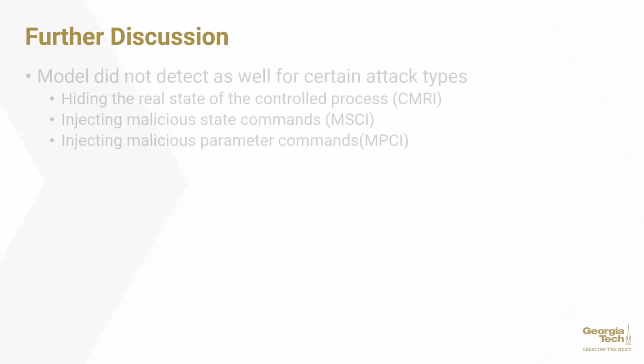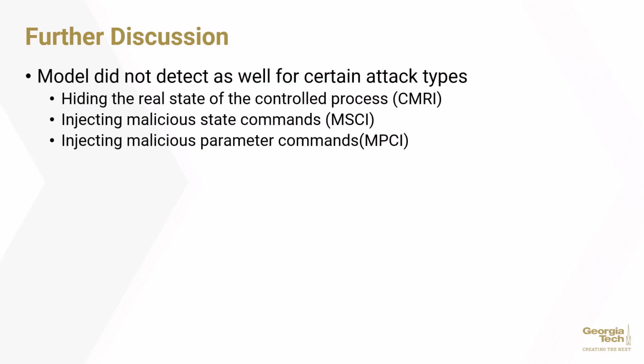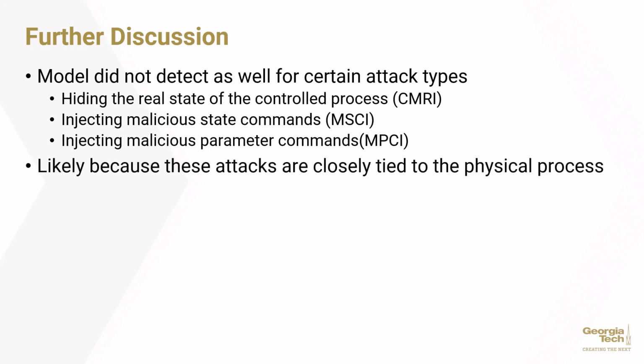And one thing to note is that the model didn't perform equally as well for each of the different types of attacks. So specifically for hiding the real state of the controlled process, as well as injecting malicious state commands and parameter commands, the model underperformed. And an explanation for this is that these attacks are closely tied to the physical process. And so it's likely that the model is interpreting these anomalies as just part of normal noise.